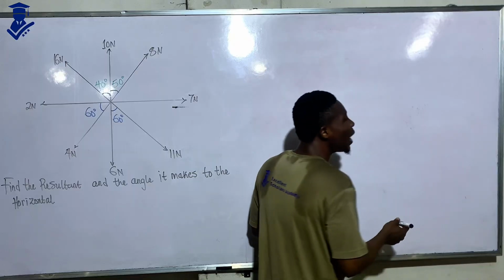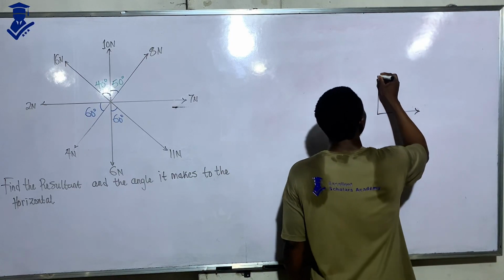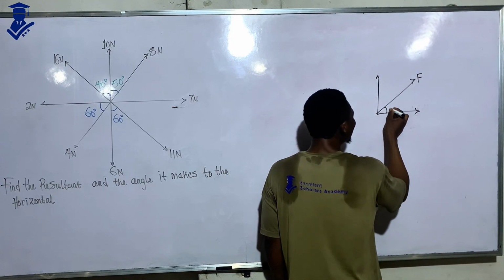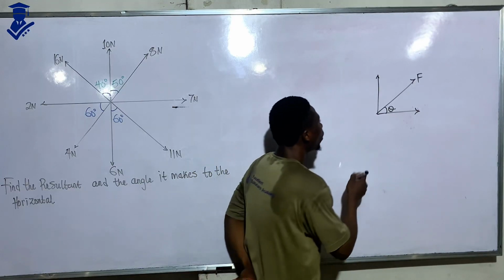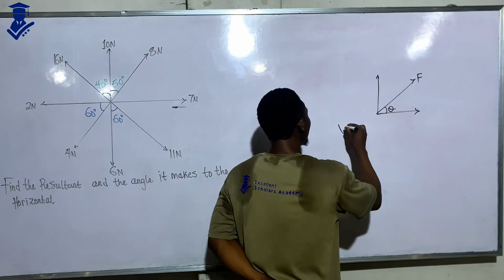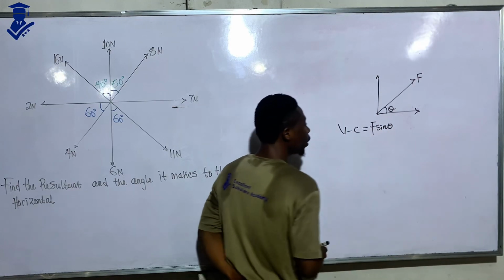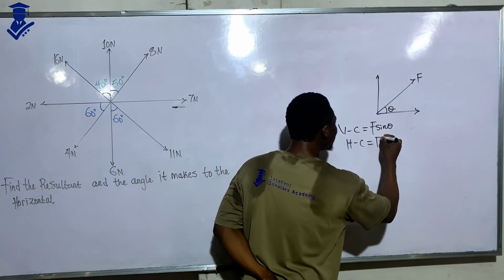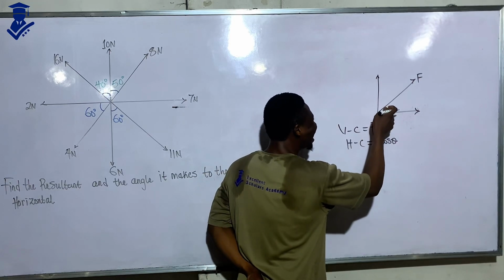Let's say you have a force F, inclined at an angle theta to the horizontal. The vertical component of this force is going to be F sine theta, but the horizontal component of this force is going to be F cos theta, because the angle is inclined to the horizontal.